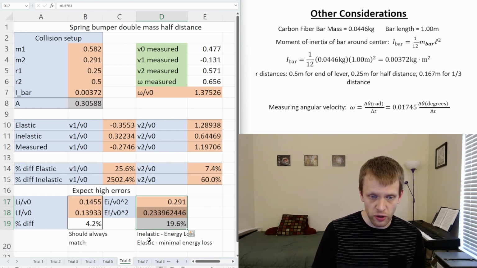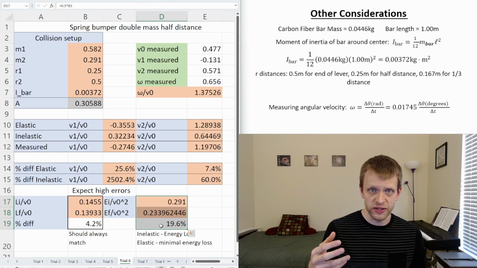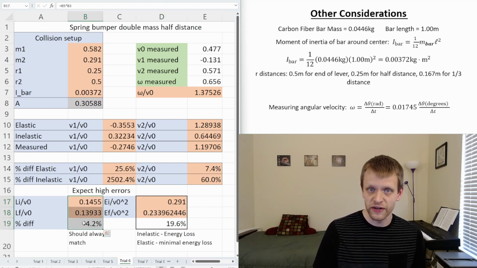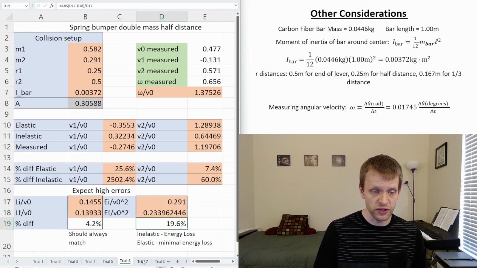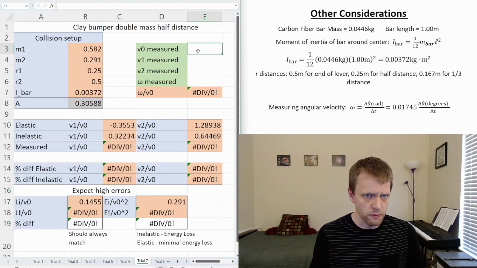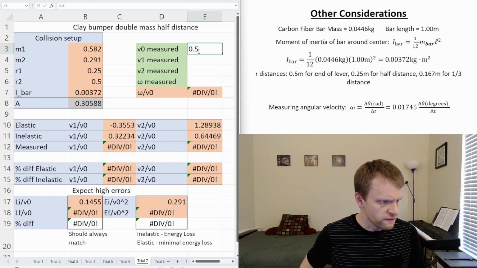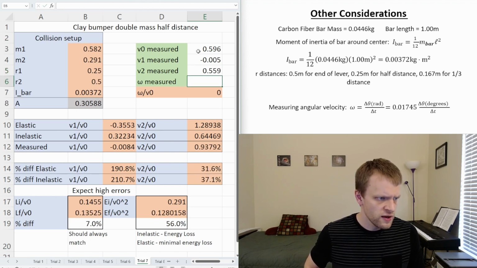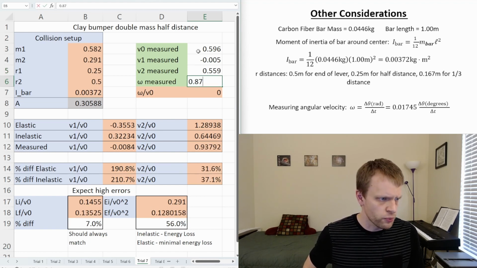However, for the next set of trials, since we're using the clay, we should still have the conservation of angular momentum, but there should be significantly more energy loss when we're using the clay. So trial 7 with clay bumper, double mass, half distance. The velocity before the collision was 0.596. Velocity after was negative 0.005 for cart 1. For cart 2, 0.559 meters per second. And the angular velocity of the bar, 0.873.